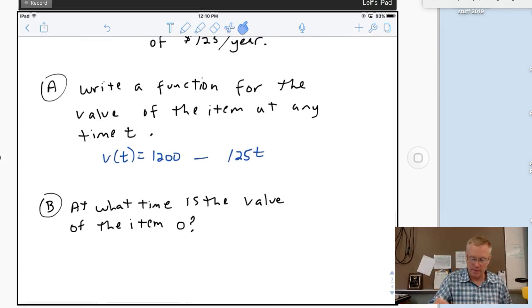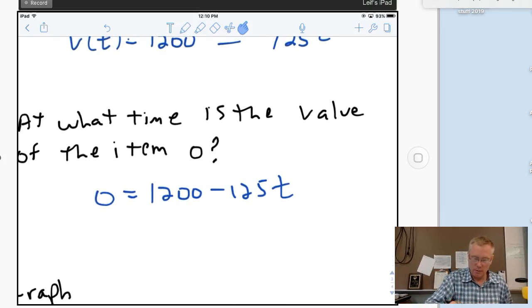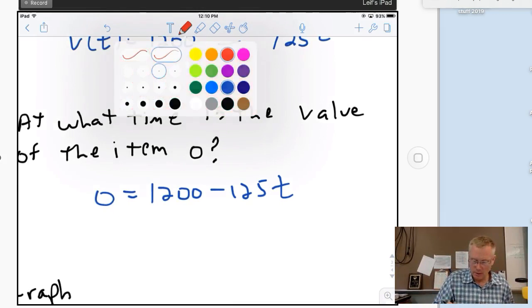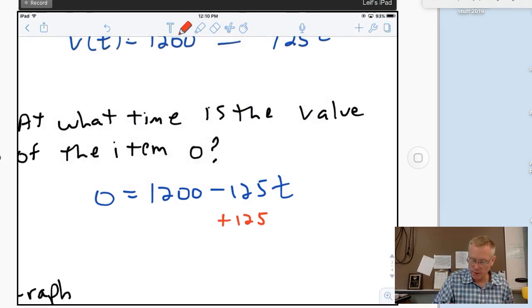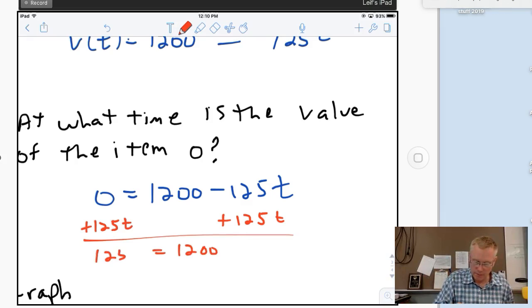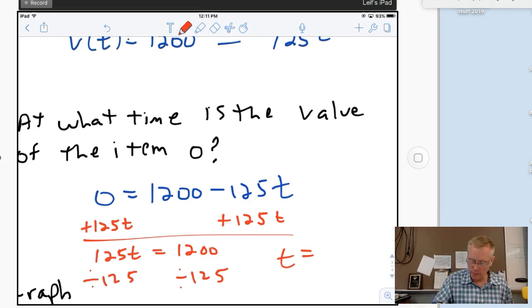At what time is the value of the item 0? So if I went like this and I went 0 equals 1200 minus 125t and solve this equation, this will give me my answer. This is easy. I just add 125t to both sides. I get 1200 equals 125t. Divide by 125. And I'll get my answer of t equals 9.6 years.